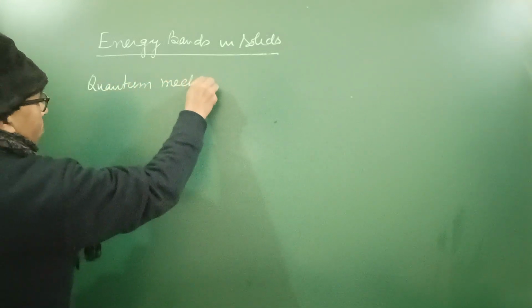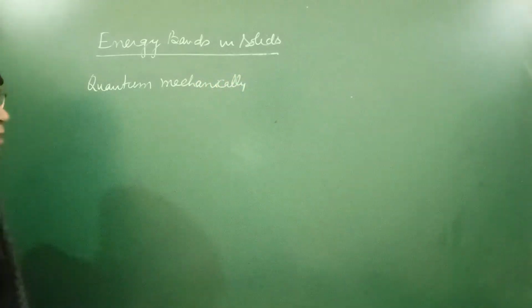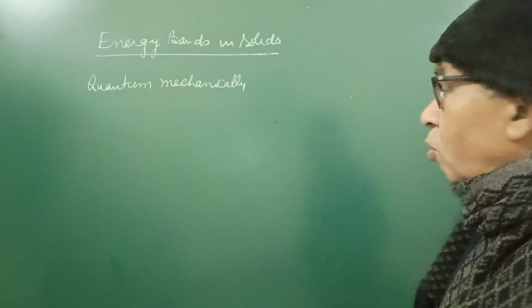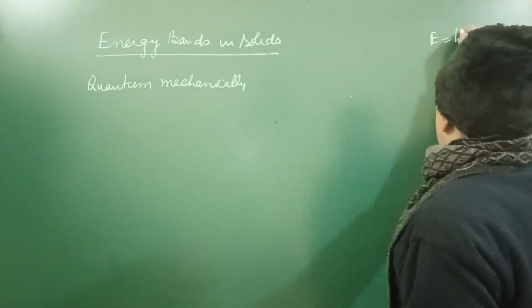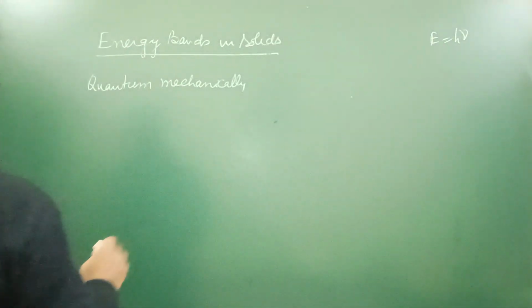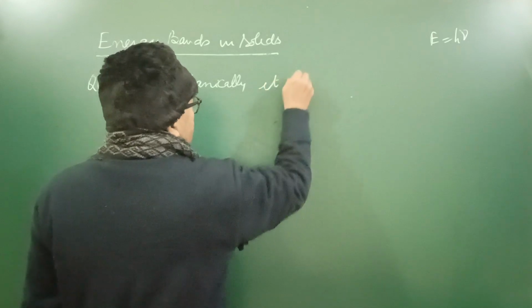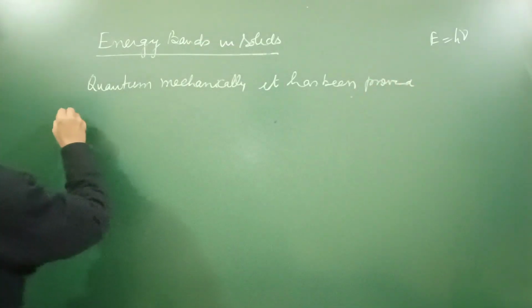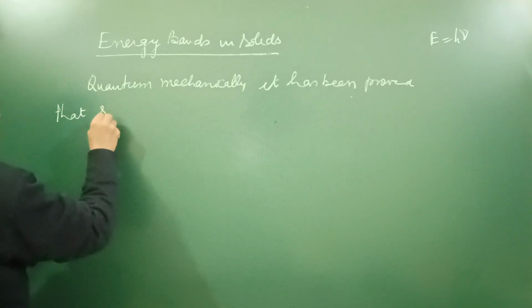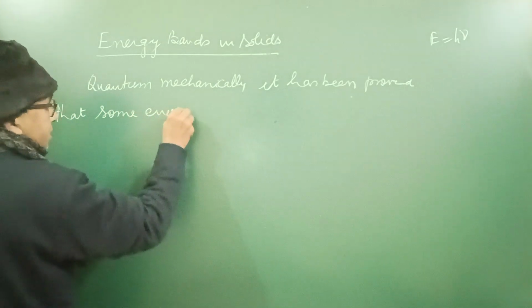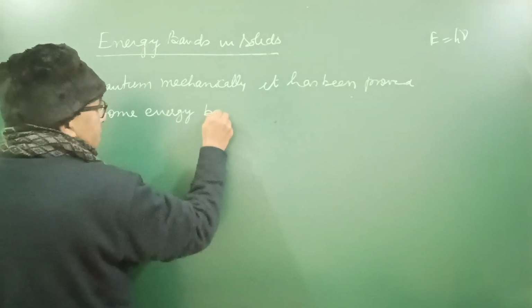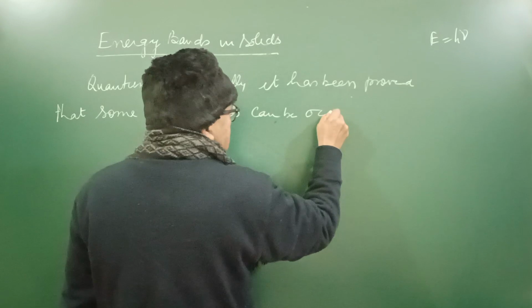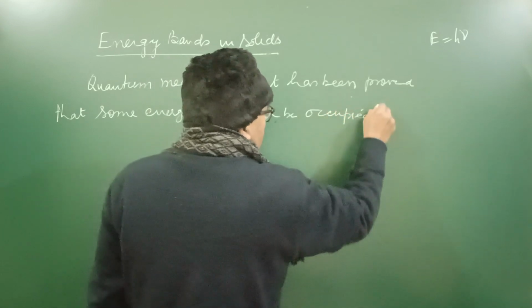Quantum mechanically, quantum mechanics is that mechanics in which energy of light is in the form of photons, and the energy of a photon is equal to h nu, and every photon has a discrete value of energy. So quantum mechanically it has been proved that some energy bands can be occupied by electrons.